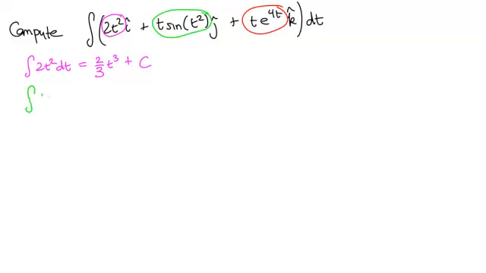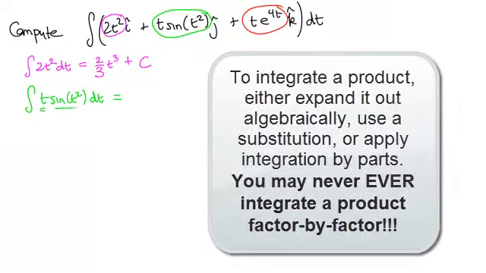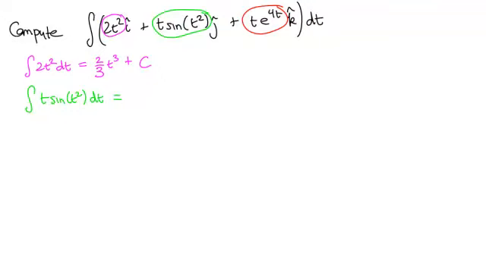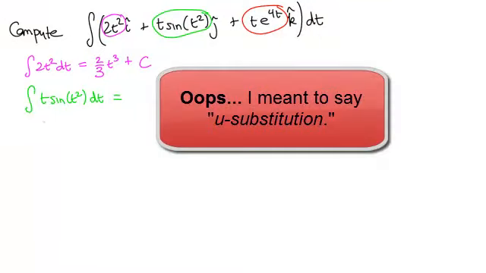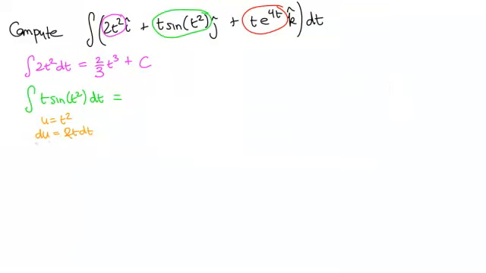Next, let's do the integral of t times the sine of t squared dt. Notice that this is the integration of a product. Integrals of products can be solved by one of three things. You can either expand them out, you use a substitution, or you use integration by parts. In this case, this seems like a good candidate for a substitution. If we let u be t squared, then du is equal to 2t dt, or du over 2 is equal to t dt.